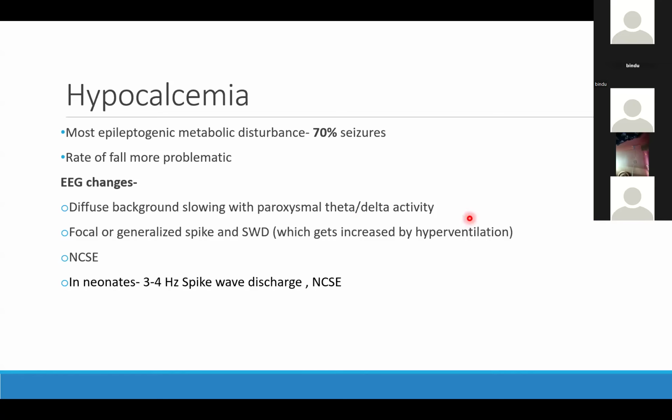Going to hypocalcemia. Hypocalcemia is the most epileptogenic metabolic disturbance, and up to 70% of cases can have seizures, and the rate of fall of calcium is more problematic. And EEG changes described include diffuse background slowing with paroxysmal theta delta activity, and there are focal or generalized spike and spike-wave discharges, which can get increased by hyperventilation. And there can be NCSE as well.